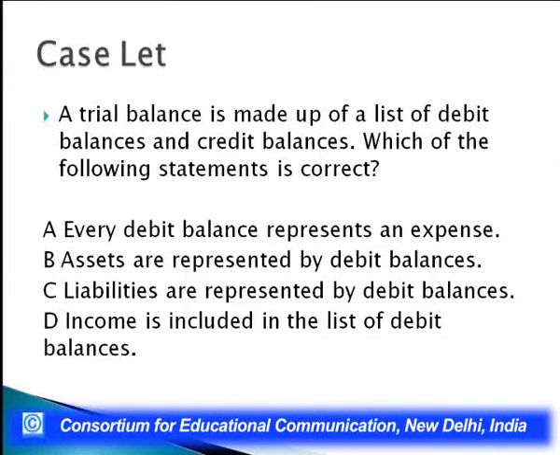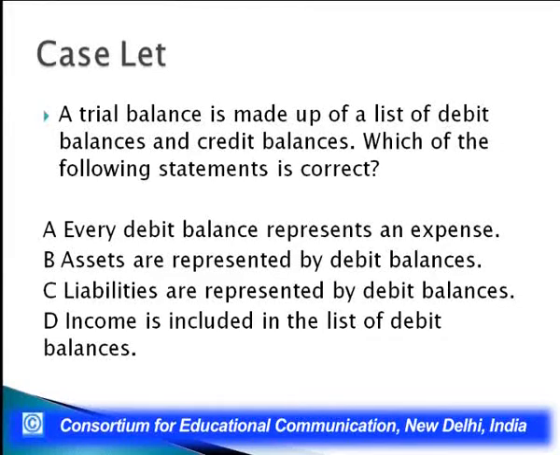Let's begin with the practical aspect of trial balance. I will take a very simple small problem, and then gradually we'll proceed to a bigger case or question. So let's take this first small caselet. Have a look at the slide please. It says a trial balance is made up of list of debit balances and credit balances. Which of the following statements is correct? I just want to brush up whatever you have learned in the last 30 minutes so far.